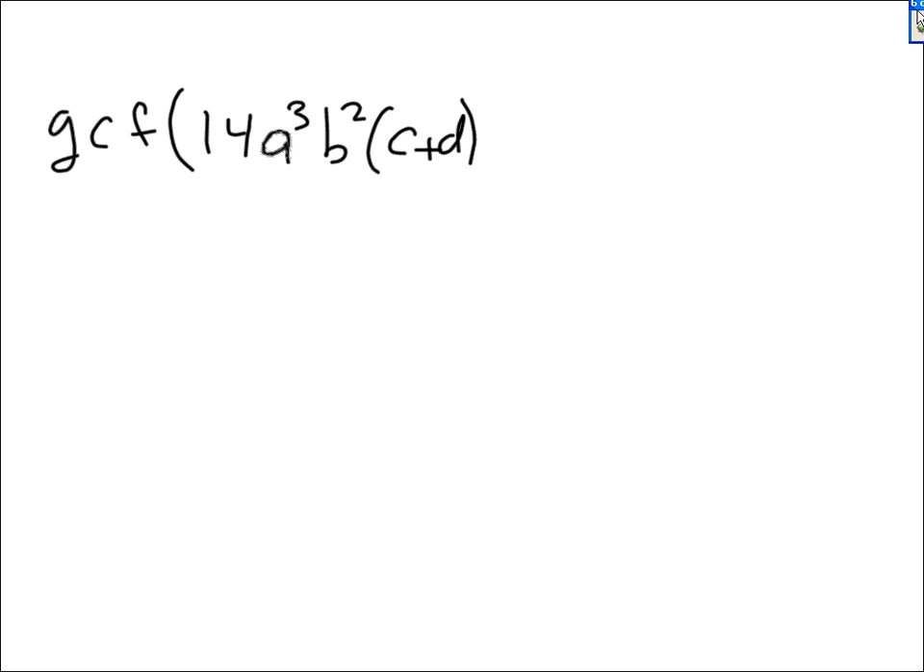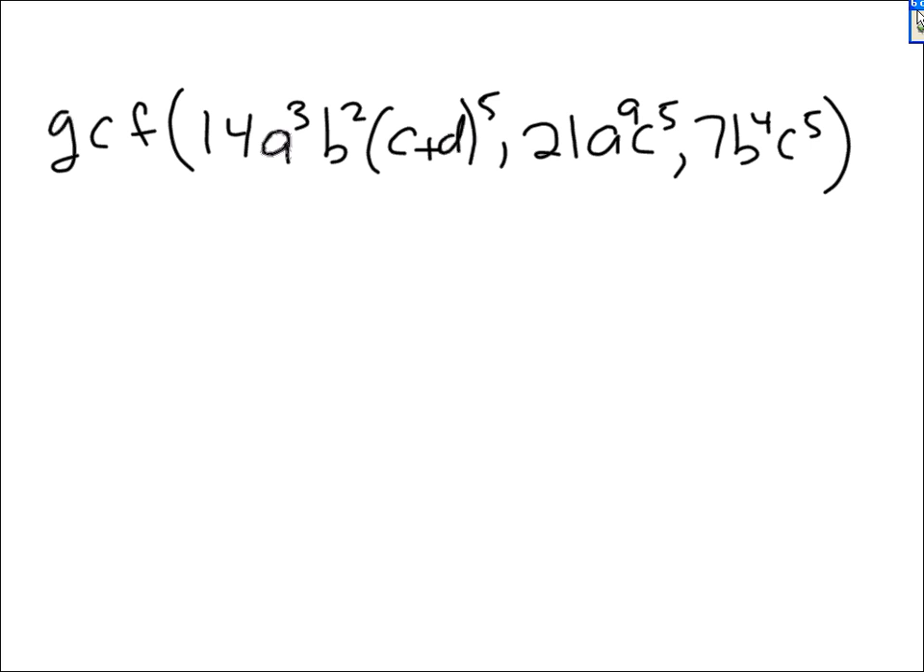But what if we have a more complicated one? What if we have 3 terms and it has numbers and letters? It's harder. Suppose you wanted to find the GCF of 14 a cubed b squared times c plus d to the 5th, 21 a to the 9th, c to the 5th, and I don't know, 7 b to the 4th, c to the 5th. Suppose you wanted that.